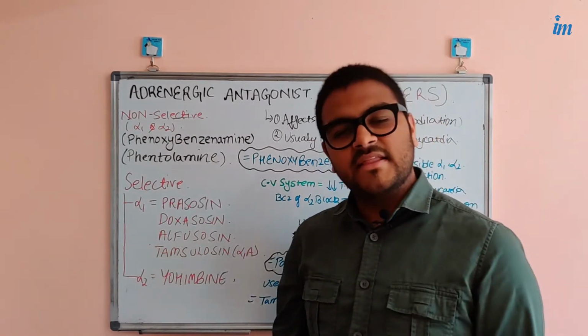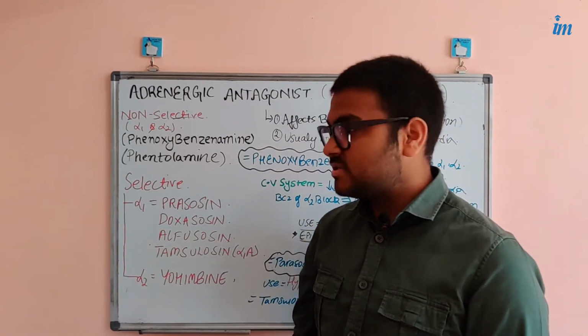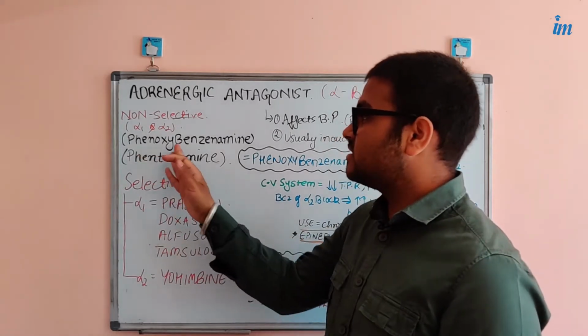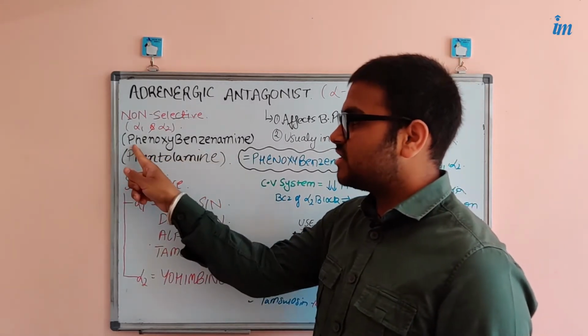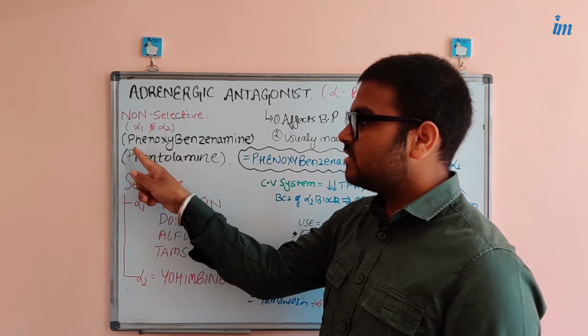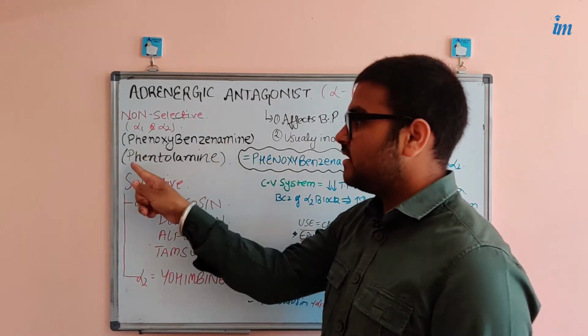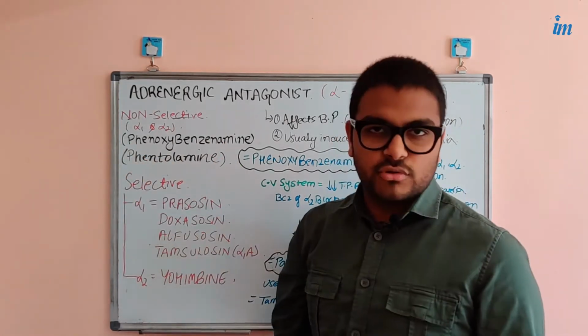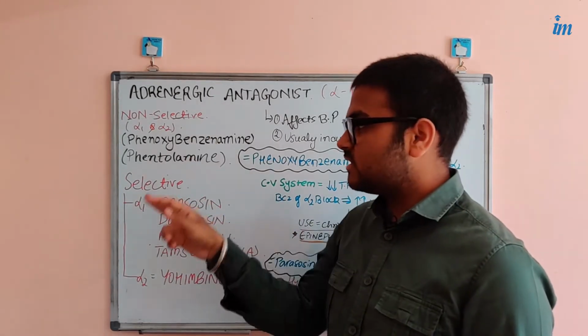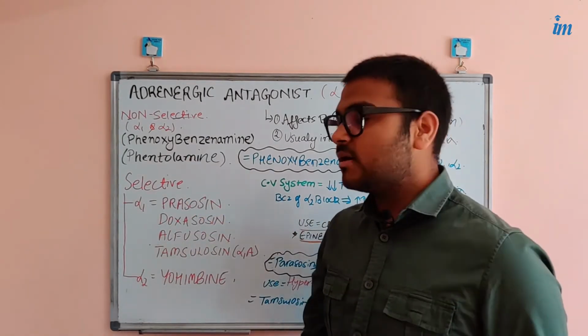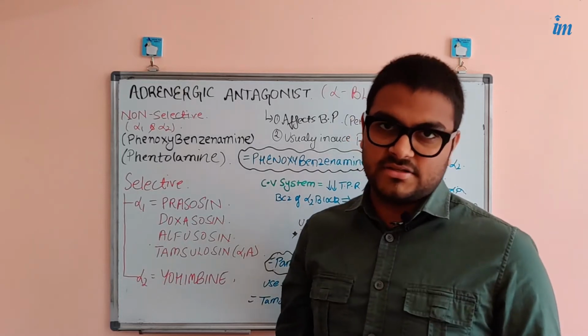The alpha 1 and alpha 2 non-selective antagonists are phenoxybenzamine and phentolamine. Both of them start with the P. First is phenoxybenzamine and the second is phentolamine. So these two are non-selective alpha antagonists. Then we'll come to the selective alpha antagonists.